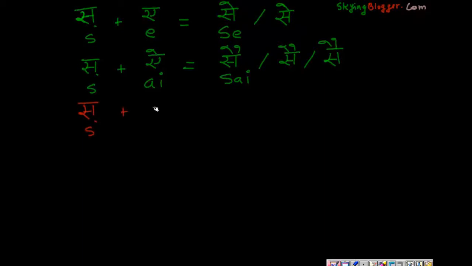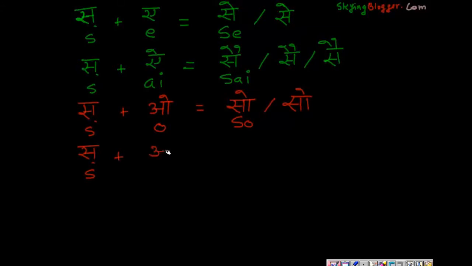Now sa plus o, sa plus o produces the sound so, and is written like this, right? S-O is pronounced as so, okay. Let me write it once again. Make first sa, then a, and then o, right? So, okay.